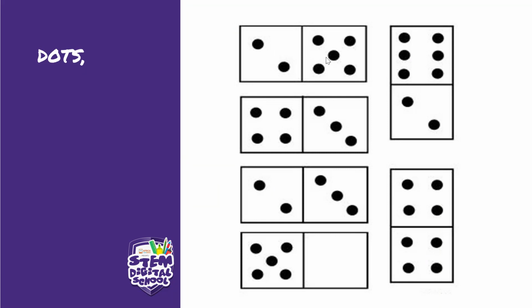Here we saw 5 is bigger than 2. 4 is bigger than 3. 3 is bigger than 2. And 5 is bigger than 0. And 6 is more than 2, but here 4 and 4 are the same.